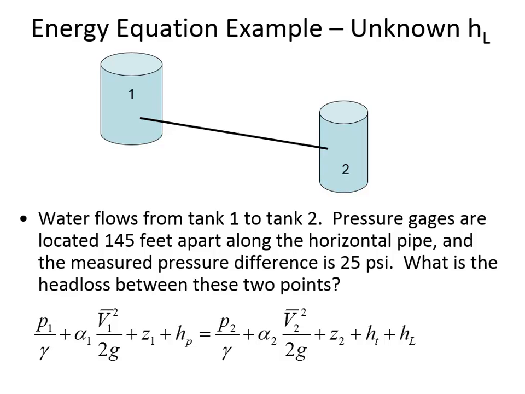Between point 1 and point 2, we can cancel out the velocity head terms because the velocity is the same at 1 and 2. The pipe diameter isn't changing, and so velocity head at 1 will equal the velocity head at 2. Even though pressure is being lost, the water's not slowing down.